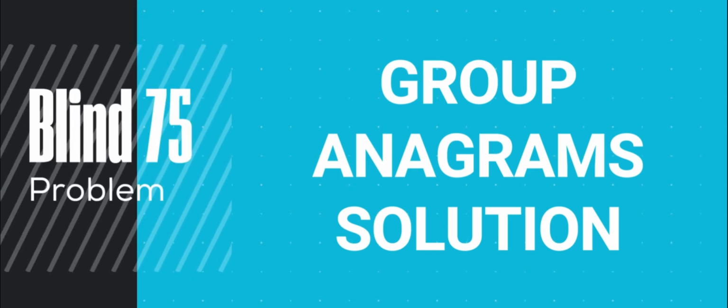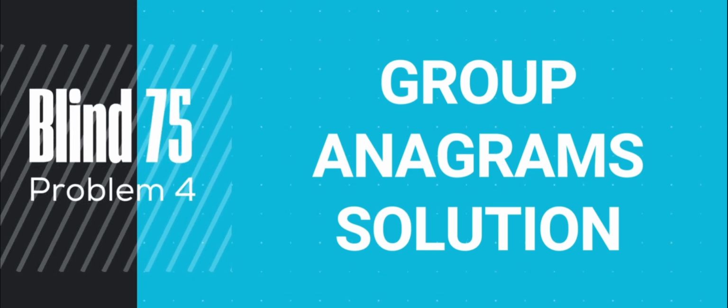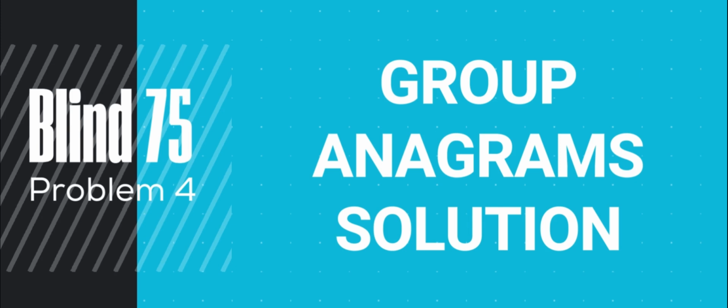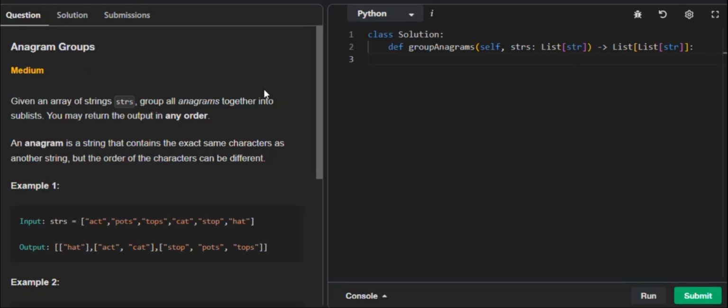Welcome to video number 4 in our Blind 75 series. And we're going over problem 4 right now. Problem 4 is part of the hash maps and array problems, and it is called anagram groups.